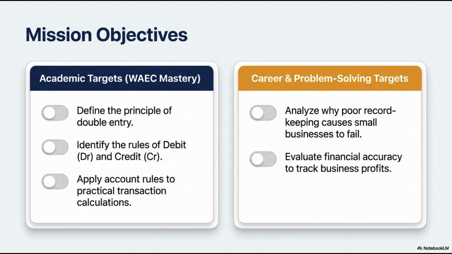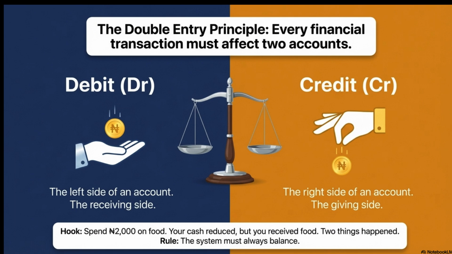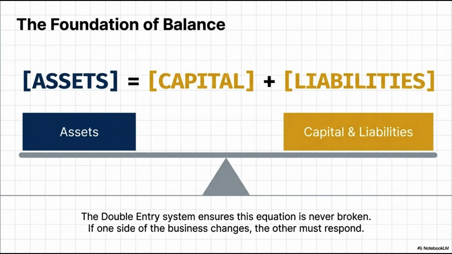Introducing double entry. So what exactly is double entry? The double entry principle states that every financial transaction must affect two accounts. One account is debited and another account is credited. This ensures that the accounting system always remains balanced. The balance follows the accounting equation: asset equals capital plus liability. If one side increases, the other side must adjust.